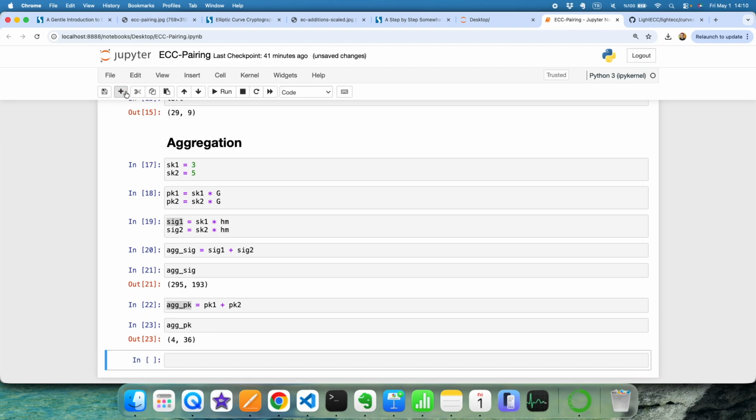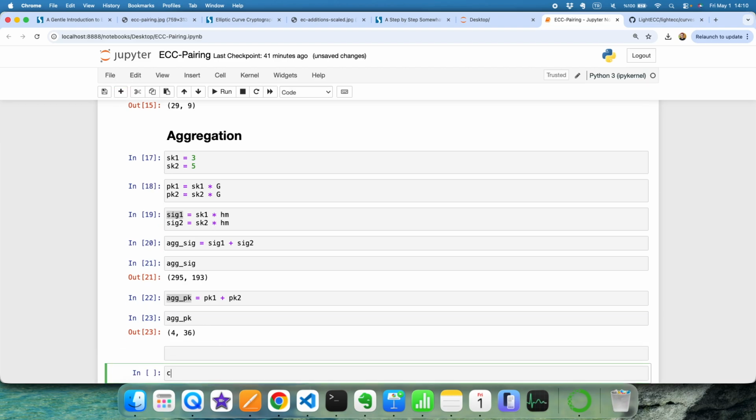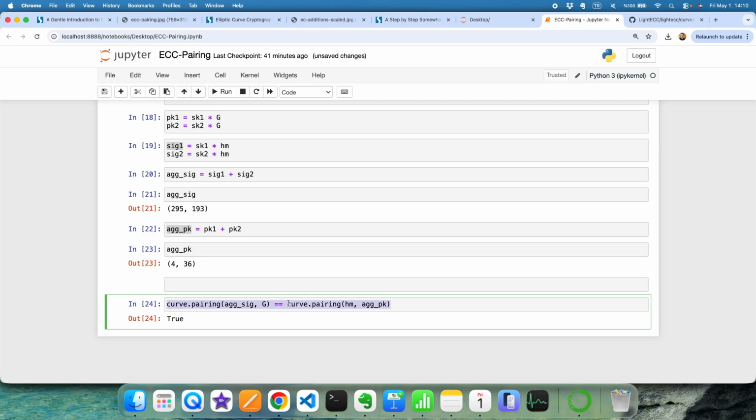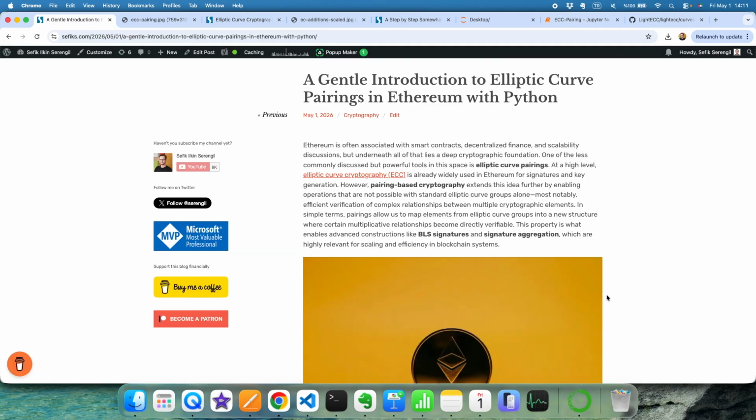And finally, in the verification step, we are going to use curve pairings again, and we are going to feed the aggregated signature and base point G. This must be equal to curve dot pairing again, and here we are going to feed the corresponding point and the aggregated public key. As you can see, this condition is satisfied. We are able to perform aggregated signature signing and verification with elliptic curves. So in this video we focused on elliptic curve pairings actively being used in Ethereum and the BGN crypto system, and showed their aggregation features, and how Ethereum adopted it.